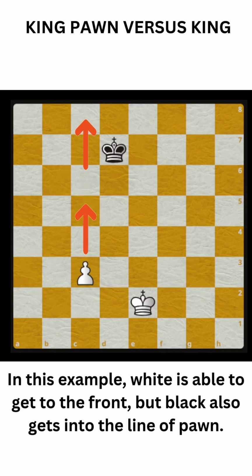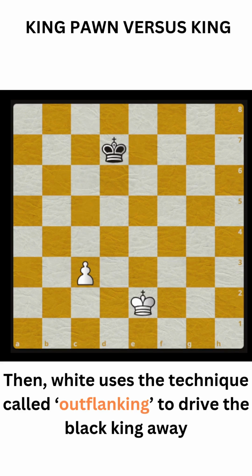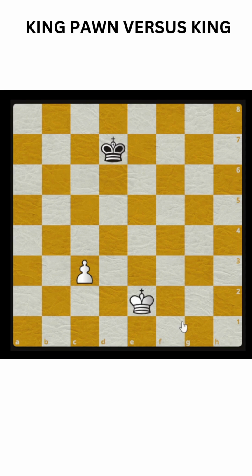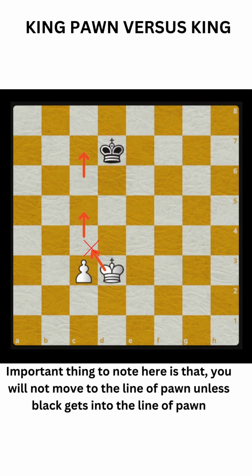In this example, white is able to get to the front, but black also gets into the line of the pawn. Then white uses the technique called outflanking to drive the black king away. Important thing to note here is that you will not move to the line of the pawn unless black gets into the line of the pawn.